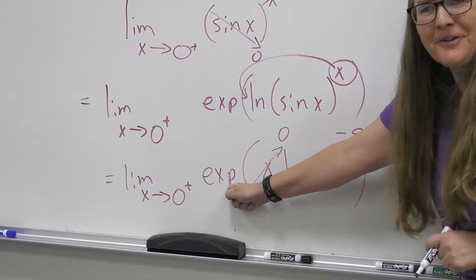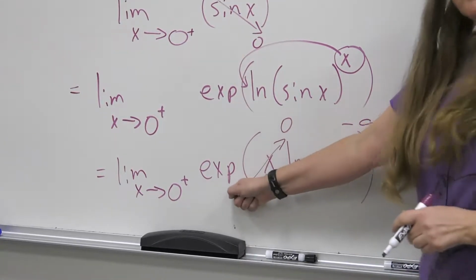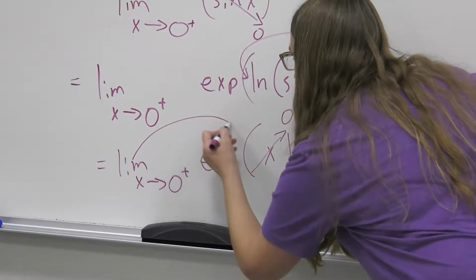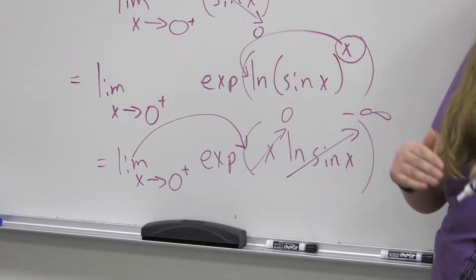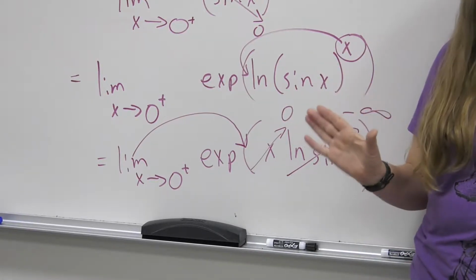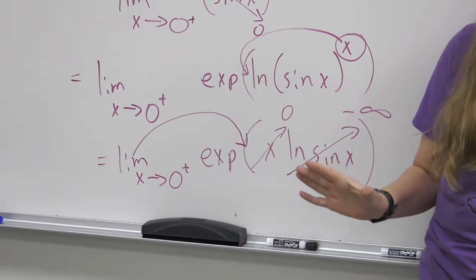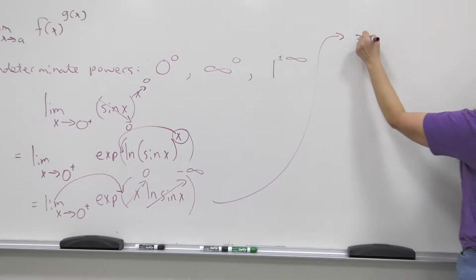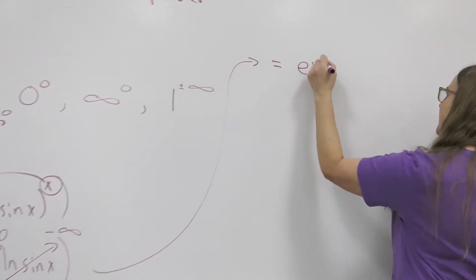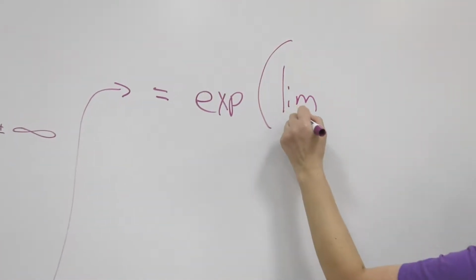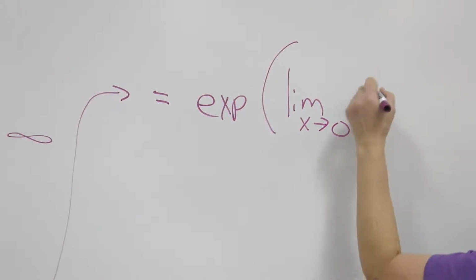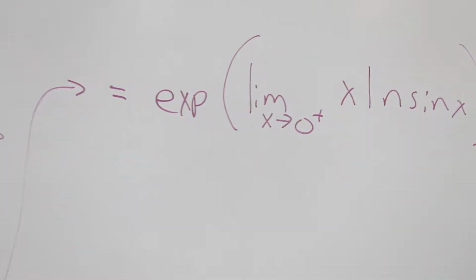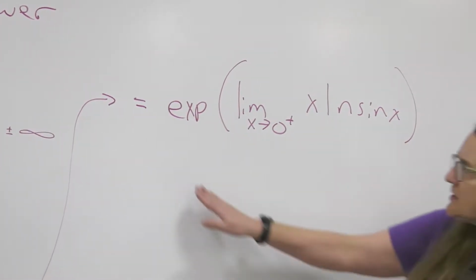But I've got this exponential function here. Well, the exponential function is continuous. We have a rule of limits that says we're allowed to bring that limit inside of a continuous function, provided we get something that makes sense. Okay. So I'm going to say that this is equal to exp of the limit as x goes to 0 from the positive side of x times the natural log of sine x. And I'm just going to make a note.